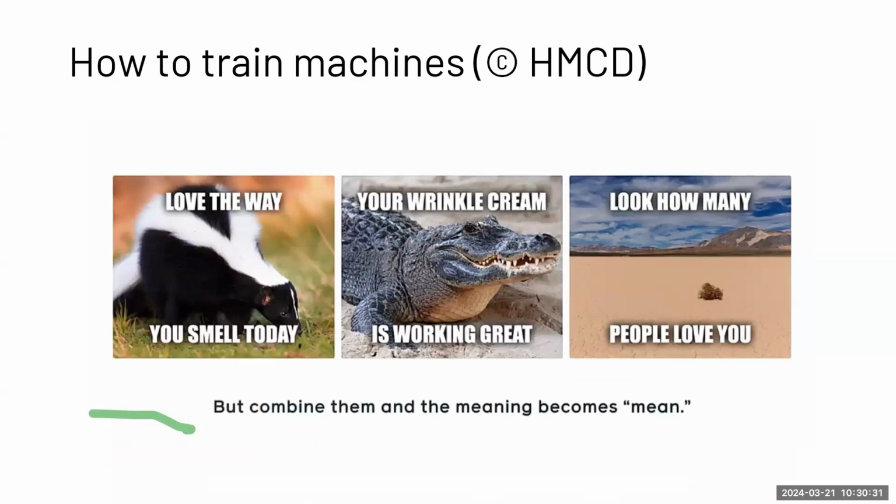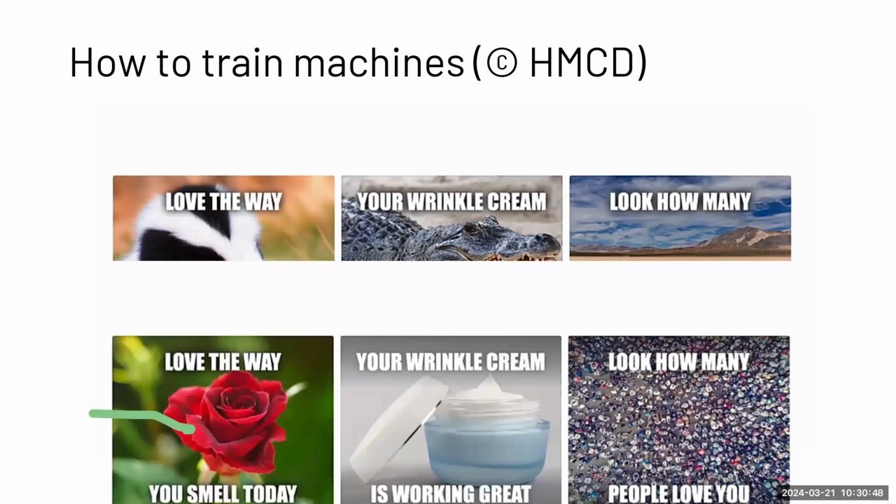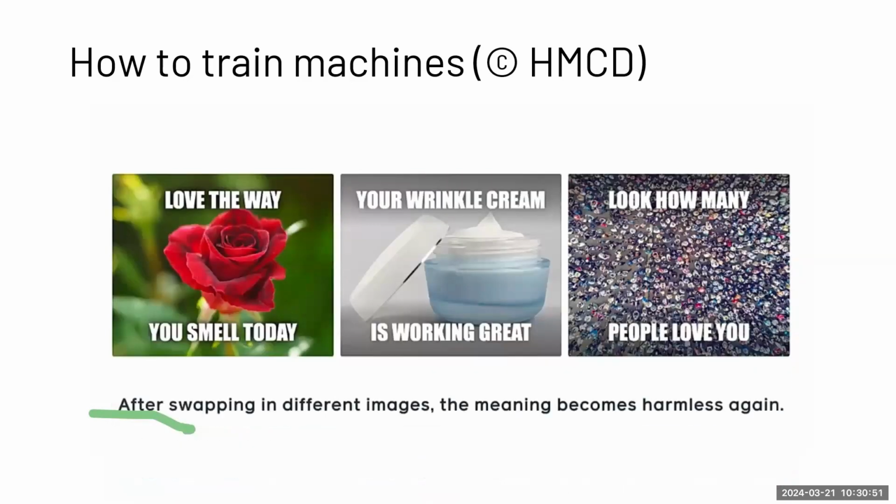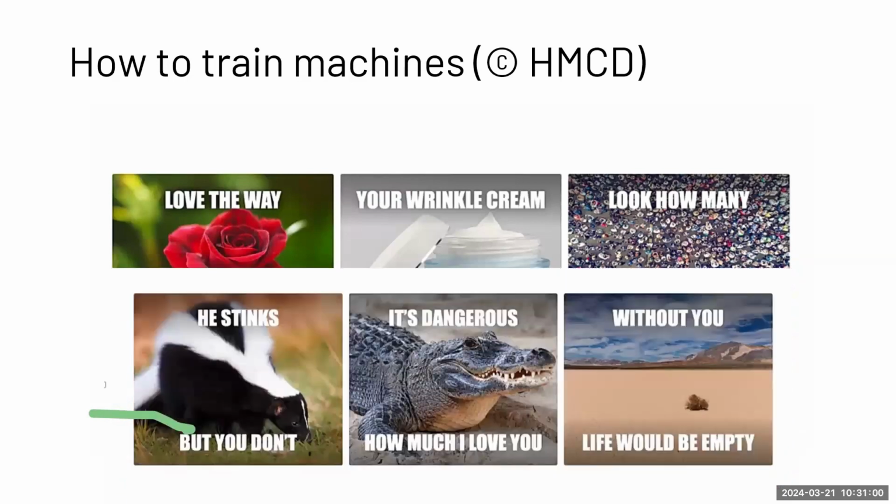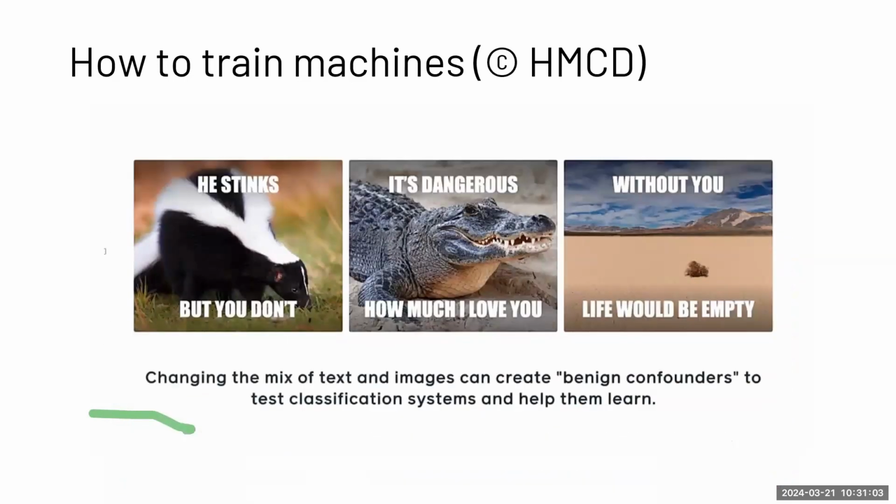You see here a first, I would say, pretty powerful explanation of how this interaction can be non-understandable if you consider the two resources independently from each other. If you swap in different images, the meaning becomes harmless again. So changing the mix of text and images can create what has been defined as benign confounders to test classification systems and help them learn.